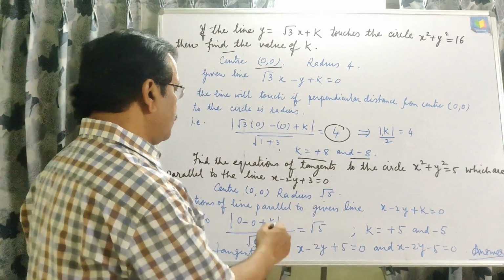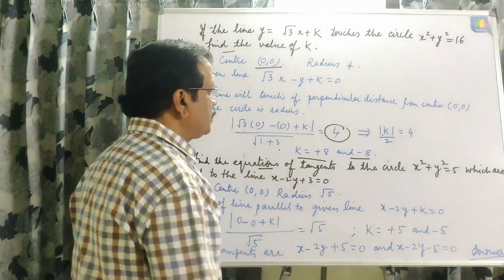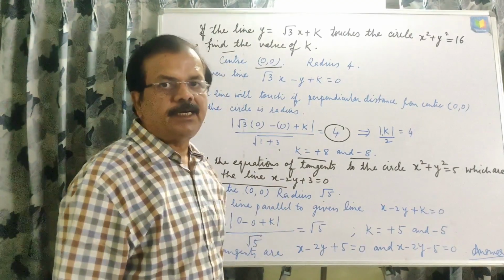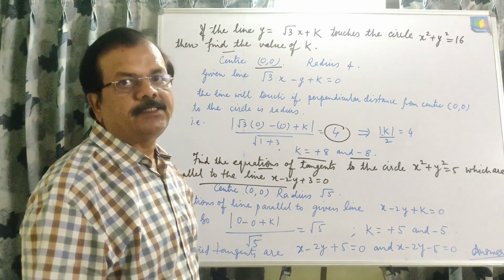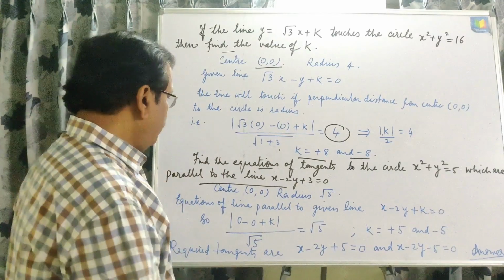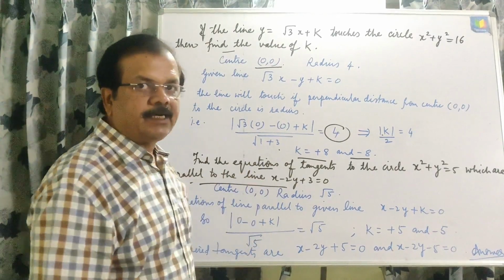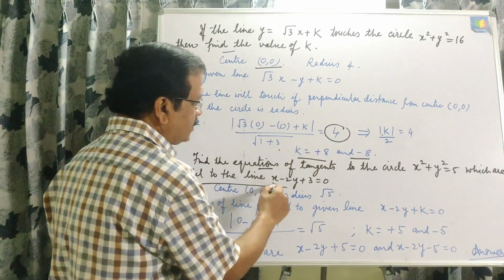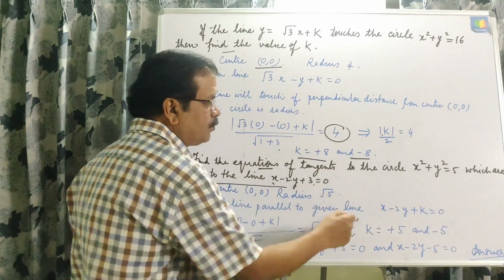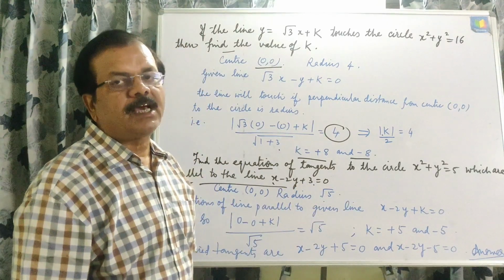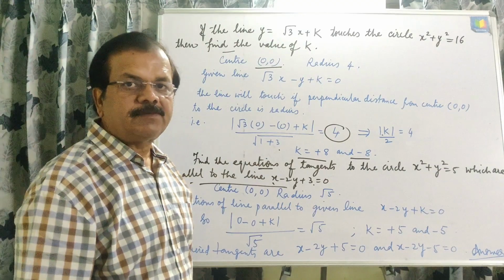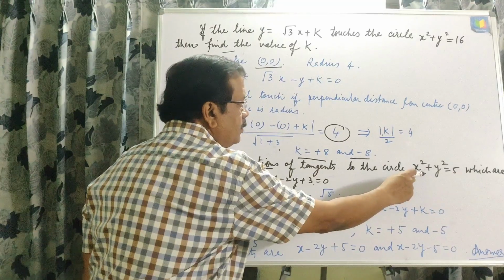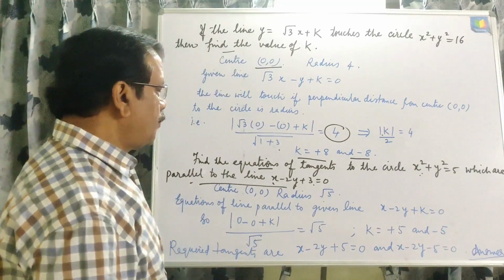In the same way, next question of the same type, find the equation of tangents to the circle which are parallel to the line. We already studied in the video of straight line that if a line is parallel to the given line, that is a family of lines, then the equation of the line will be taken as x minus 2y plus k is equal to 0. All those lines which are parallel to the given line, that is family of lines parallel to the given line. Then center here is again 0, 0 and radius is root 5.